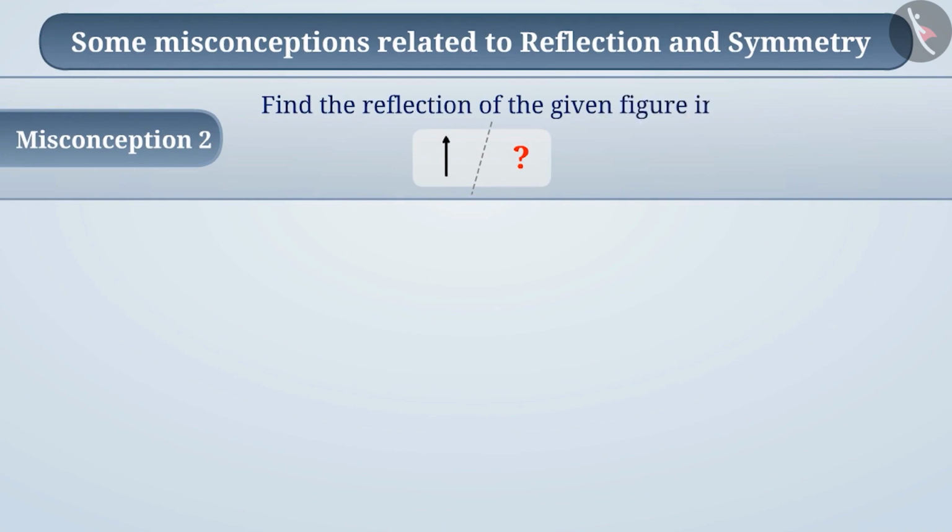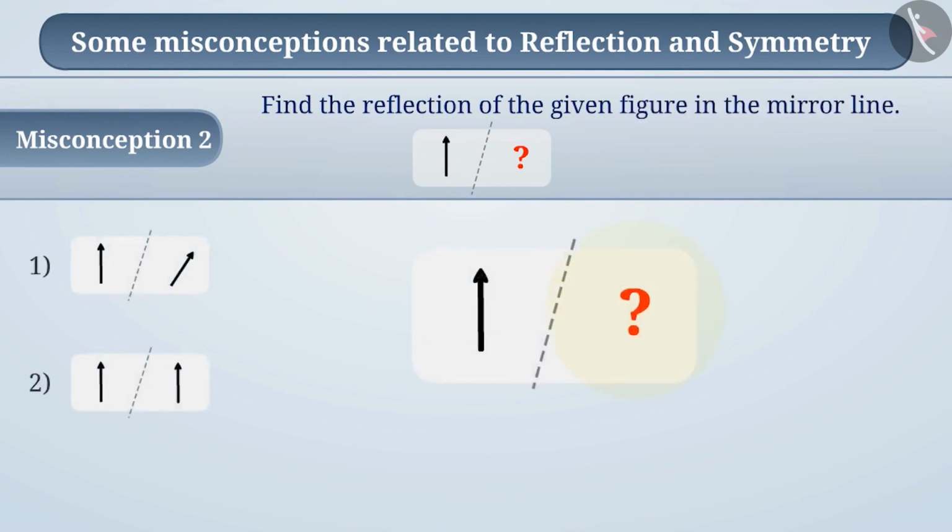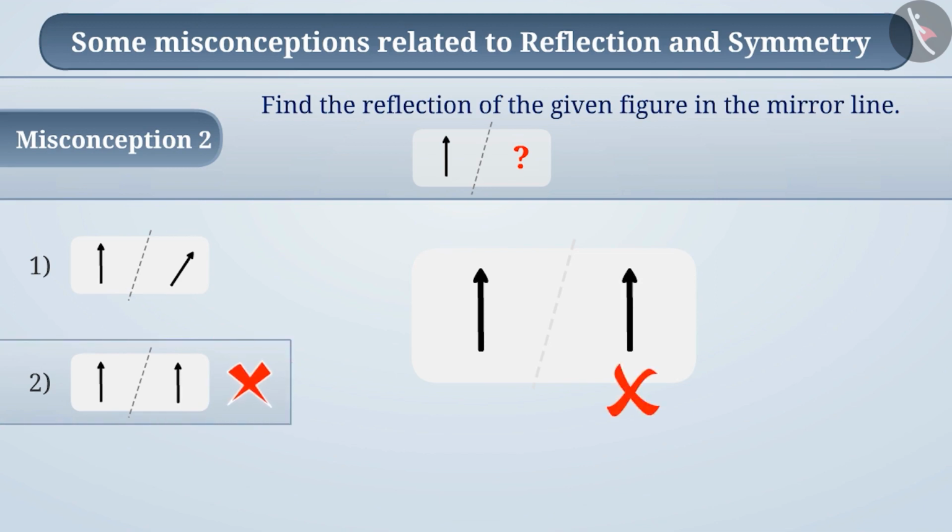Misconception 2. Find the reflection of the given image in the mirror line. Some students don't pay attention to the mirror line while finding the reflection. They ignore the mirror line and believe that the reflection of the image is given correctly in option 2. But option 2 is incorrect. Note that the tilted mirror line affects the tilted reflection, but the method of obtaining reflection is the same.